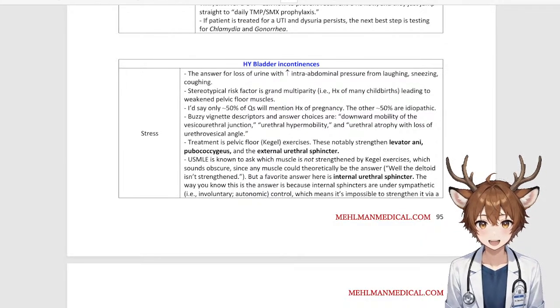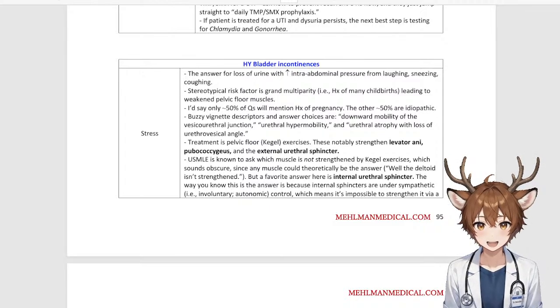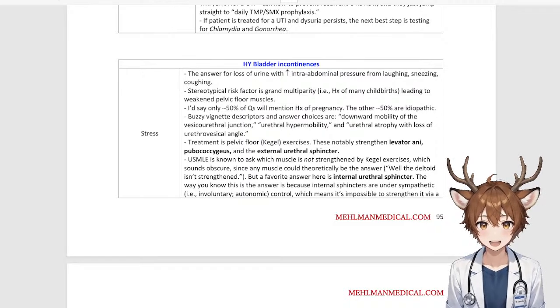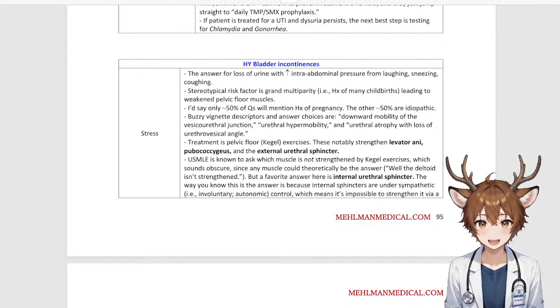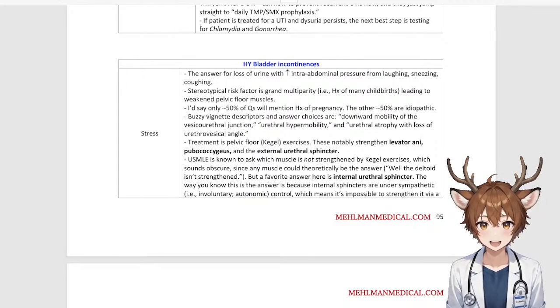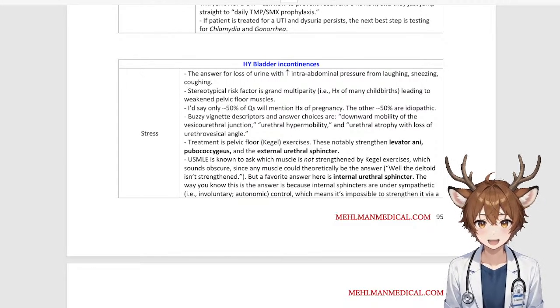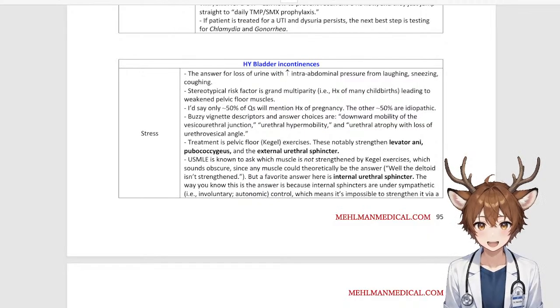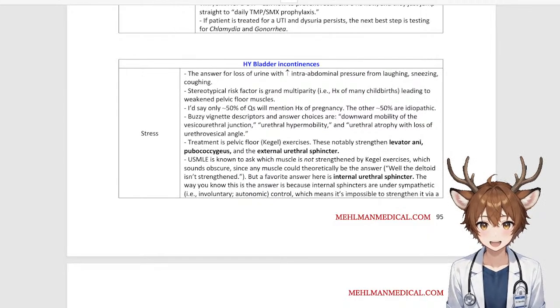Buzzy vignette descriptors and answer choices are downward mobility of the vesico-urethral junction and urethral hypermobility and urethral atrophy with loss of urethrovesical angle. The treatment is pelvic floor Kegel exercises. These notably strengthen the levator ani, pubococcygeus, and external urethral sphincter.